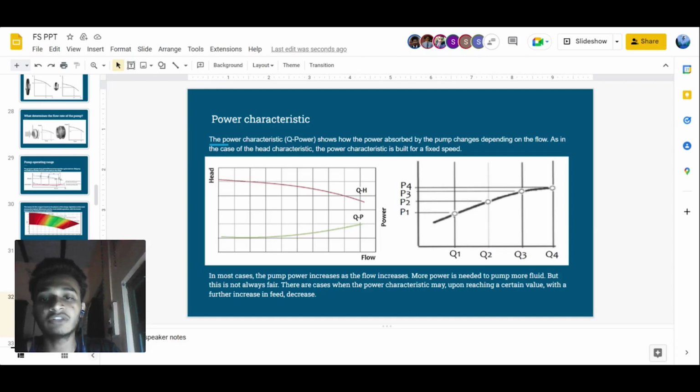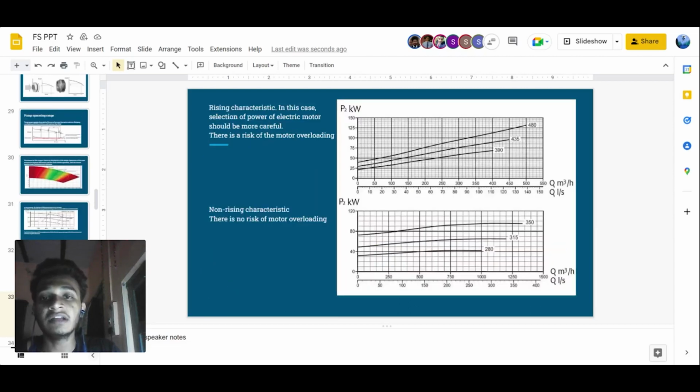A good estimate of power can be developed if the motor efficiency at the different load condition is known. In most cases, the pump power increases as the flow increases. More power is needed to pump more fluid, but this is not always true. There are cases when the power characteristic may, upon reaching a certain value, with a further increase in flow, decrease. These are the two demonstrations of rising characteristic and non-rising characteristic.